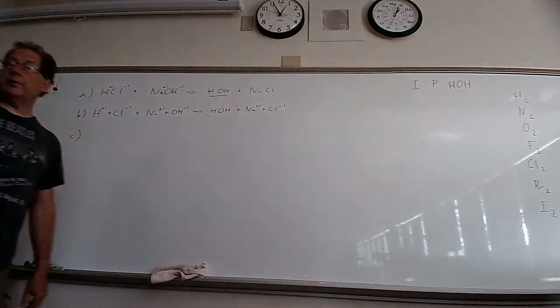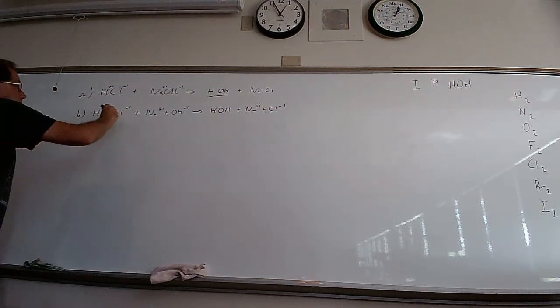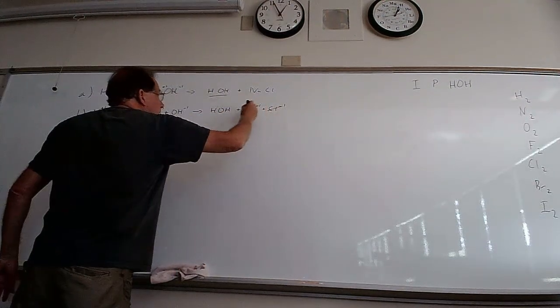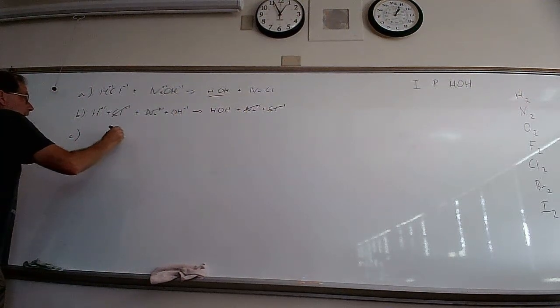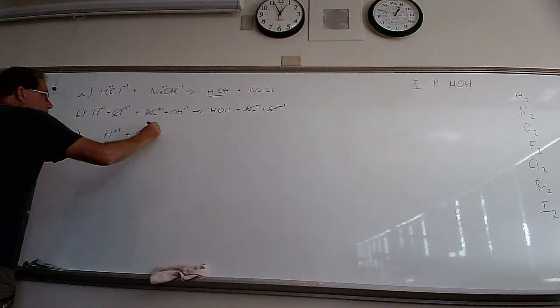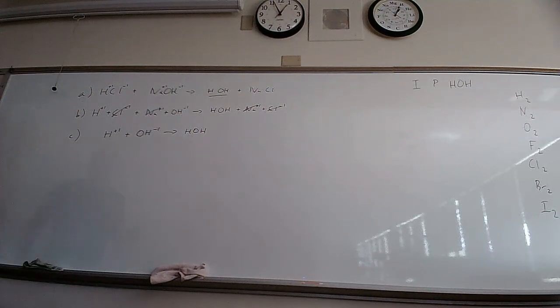Now remember, what you also do in this step is cross out what appears to be exactly the same. So Cl cancels out, Na cancels out, and then I write down what's left behind. H plus OH, arrow HOH. Okay.